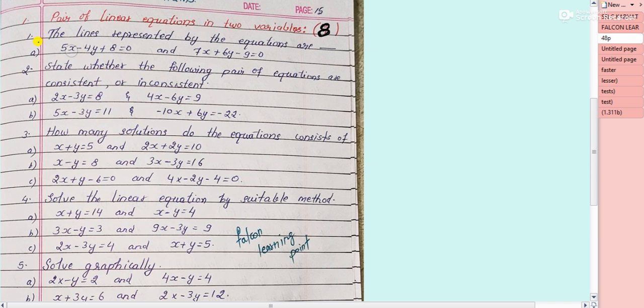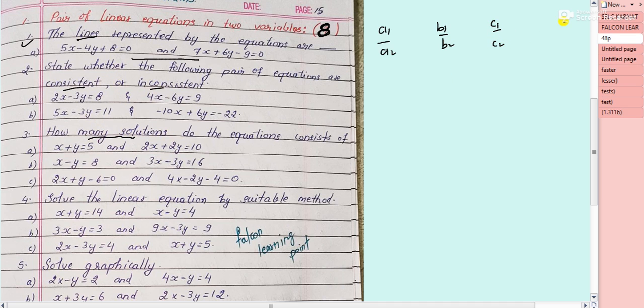You can see here the question is: the lines represented by the equations are dash. So you may get this type of question, mainly in MCQ, but I have not taken MCQ questions here, I will directly solve them. Whenever they ask about the type of line, or whether the equations are consistent, inconsistent, or the number of solutions the equations have, you have to remember the relation: A1 by A2, B1 by B2 and C1 by C2.